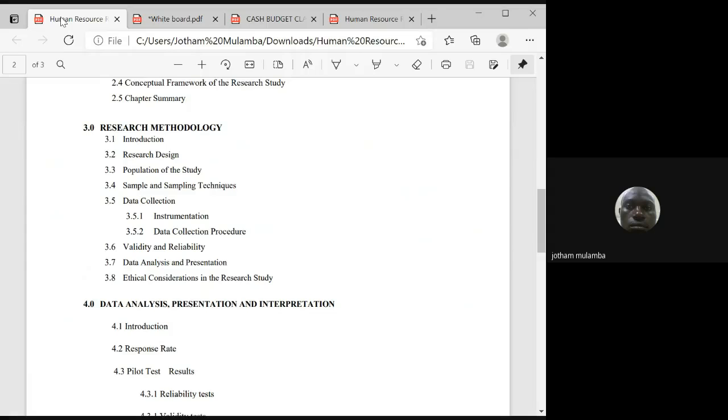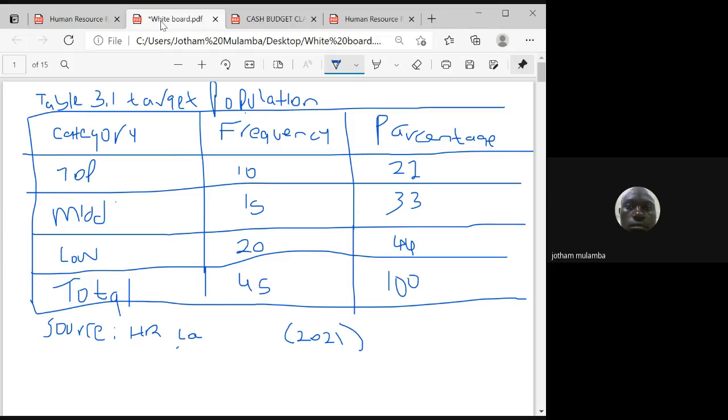Now 3.4, you tell us about sample and sampling technique. So if we have such a group of target population, which method are you likely to use to get a sample from this? Maybe you do questionnaire. No, questionnaire is data collection. We are not yet there. We are on sampling. That should be a method of sampling. Yes, any method of sampling, you know?